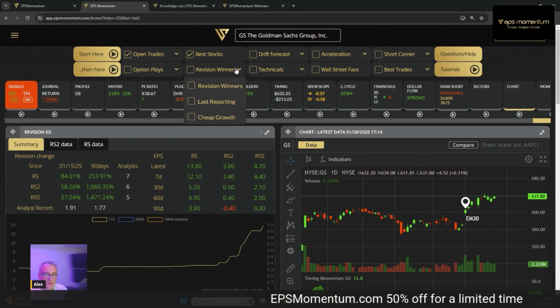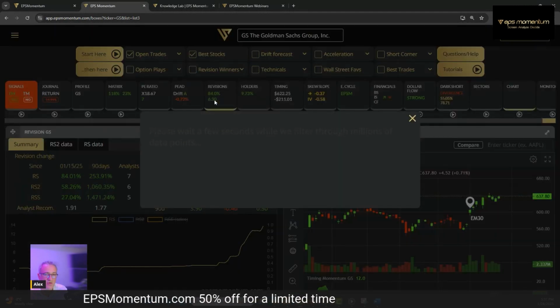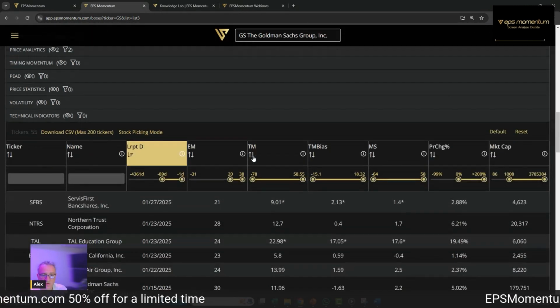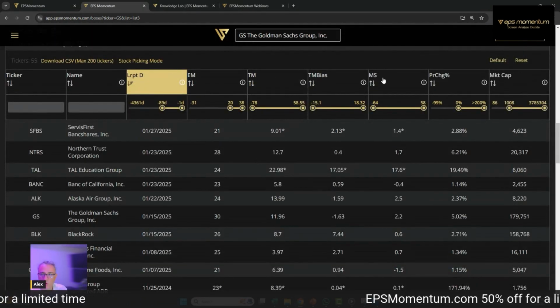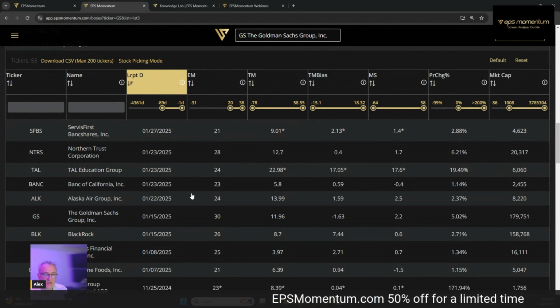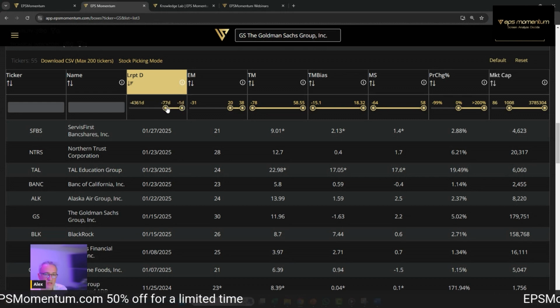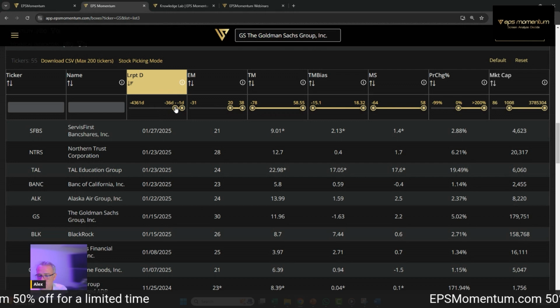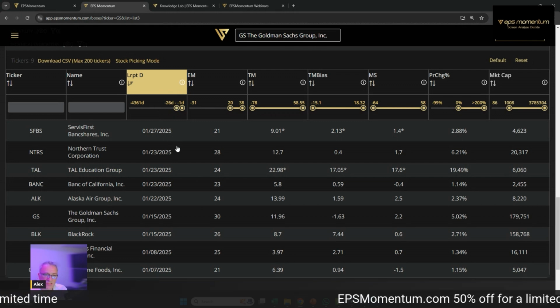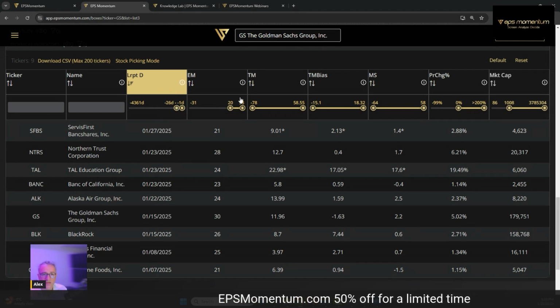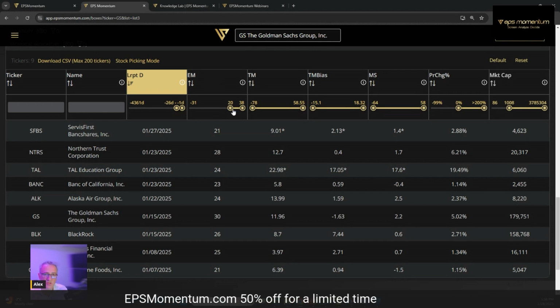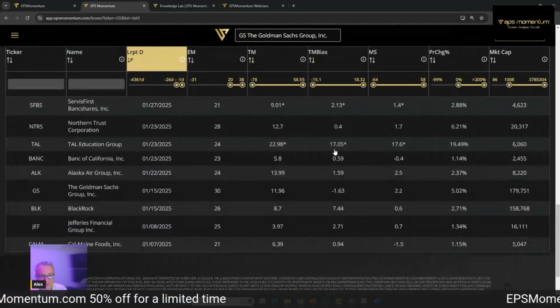So I can click on revision winners, and I can click on last reporting here, and that will bring me to the screener, and it will bring me all of the last reported stocks for a specific metric. So this is the last reported date, right? Since we're on the 28th, I'm going to make it 26 days reporting. I'm going to get EM greater than 20, and I have a few stocks here.